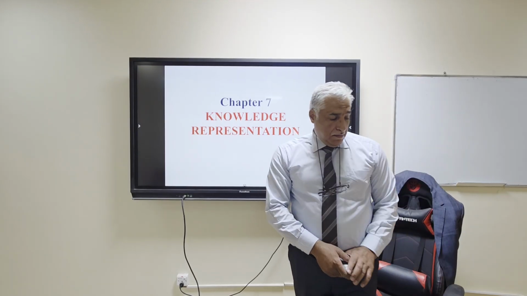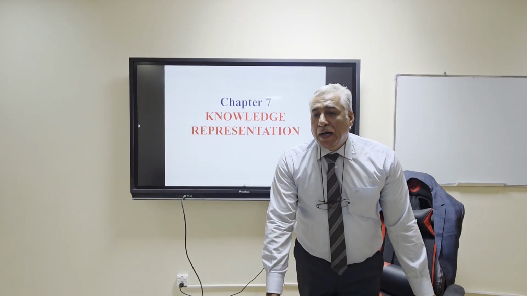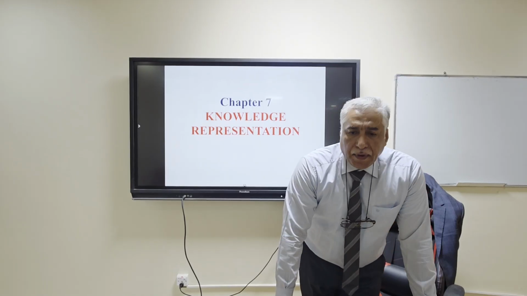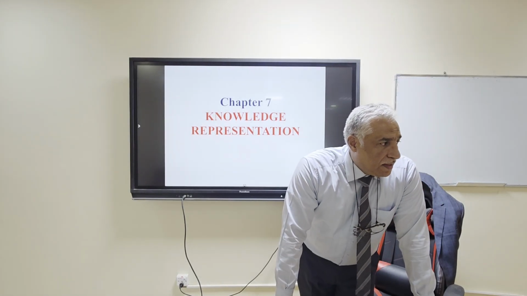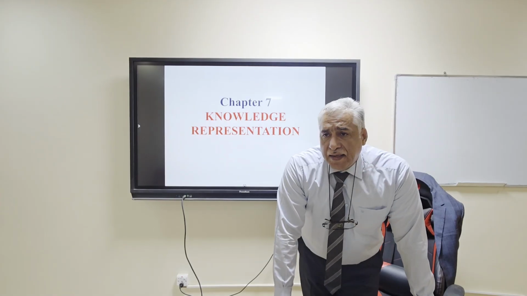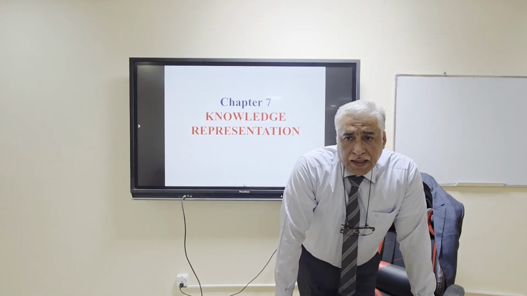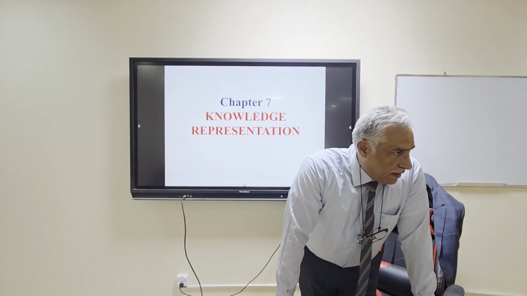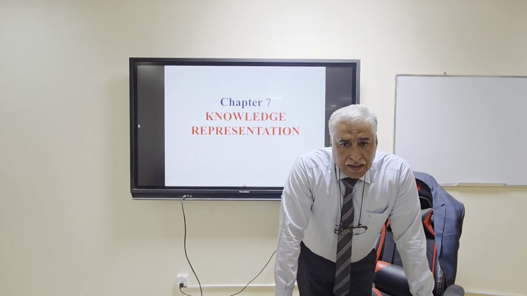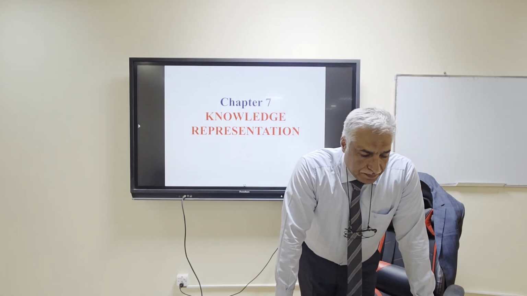Knowledge representation is the second main part of artificial intelligence, and it focuses on representing things to be saved in the computer and manipulated in artificial intelligence by searching algorithms.